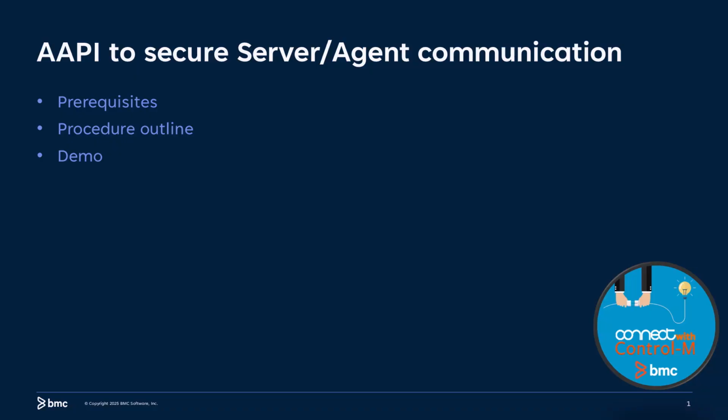In this section of our webinar, we'll go over the use of Control-M Automation API for automating the deployment of SSL certificates to Control-M agents. First, we'll cover the prerequisites, then we'll look at an overview of the steps, and finish up with a demonstration of the procedure.